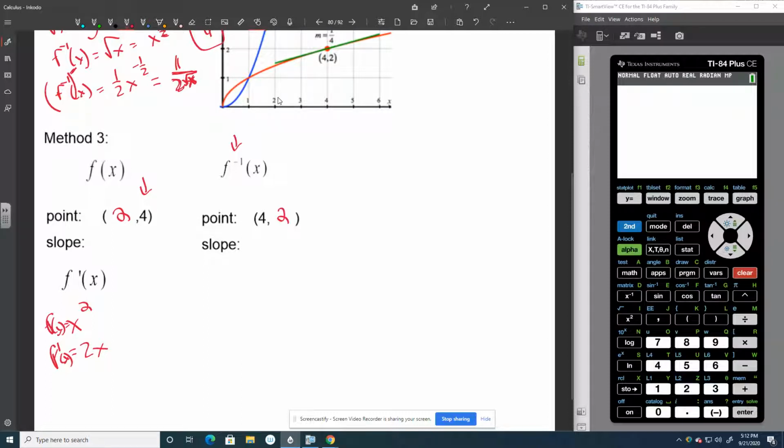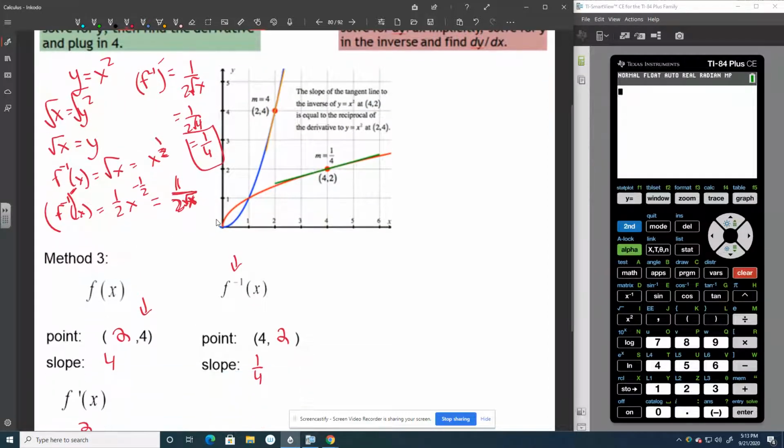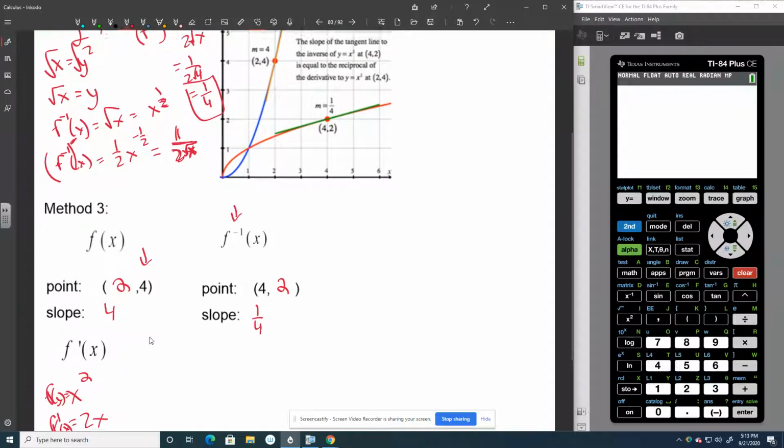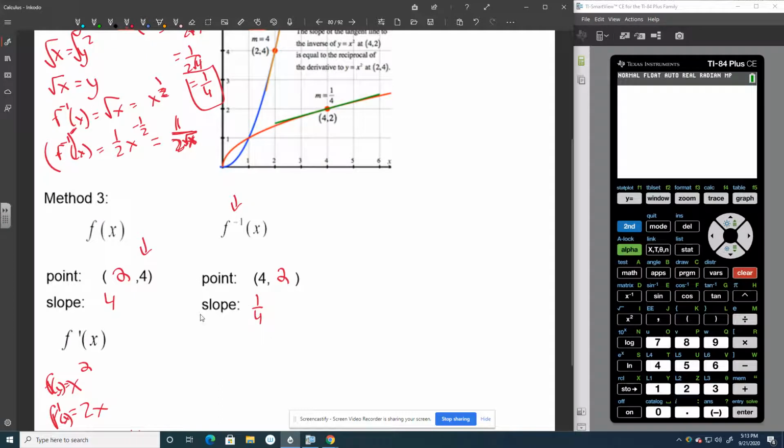So to find my slope, I plug 2 in at that point. 2 times x is 2 times 2, which equals 4. So my slope at this point is 4, which means my slope at the inverse, instead of (2, 4), my slope at (4, 2) is going to be the reciprocal. It's going to be 1/4. So not only do the points swap, my (2, 4) becomes (4, 2), but my slope also is the reciprocal.